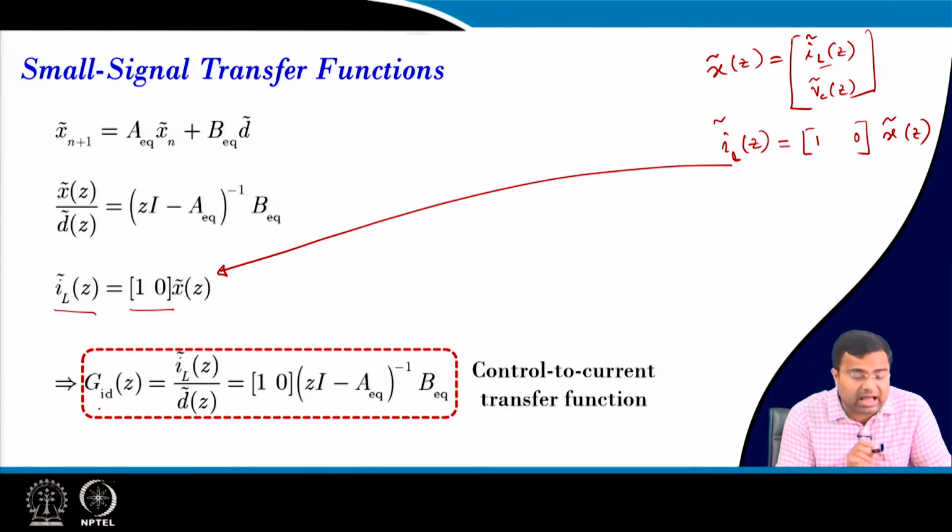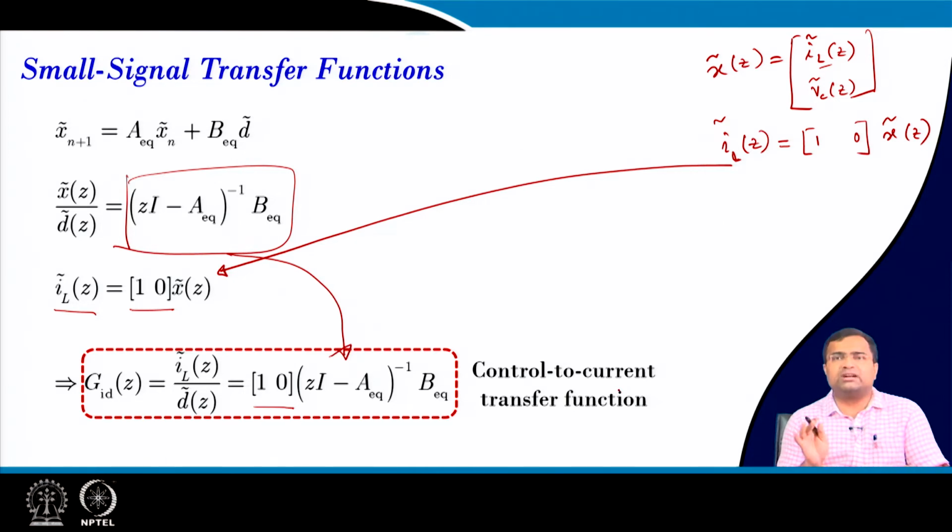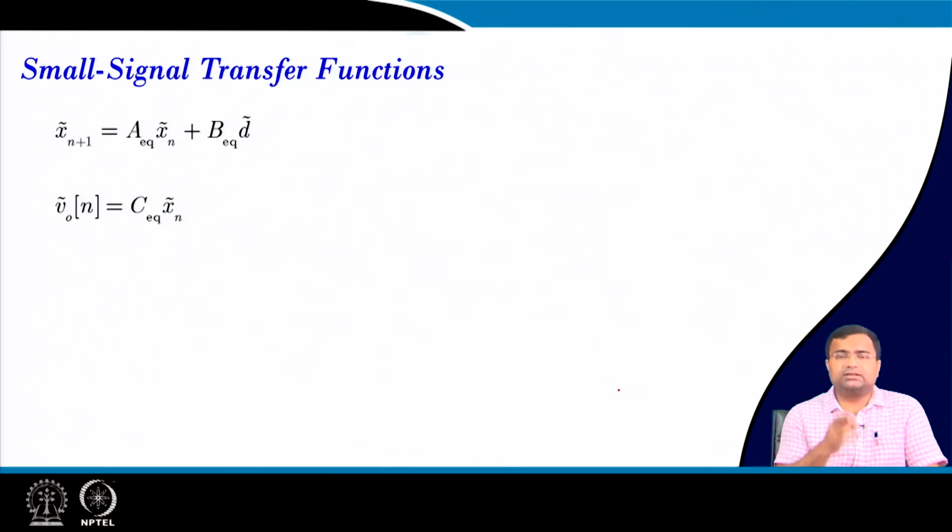Then it will be simply IL(z) by d(z), the 1 0 term will be there, and then whatever we have obtained here we should substitute here, and this is called the control to current transfer function. Next, we want to derive the control to output transfer function.